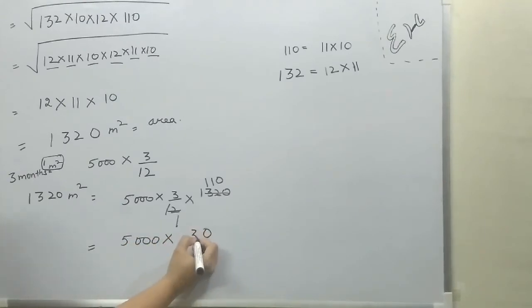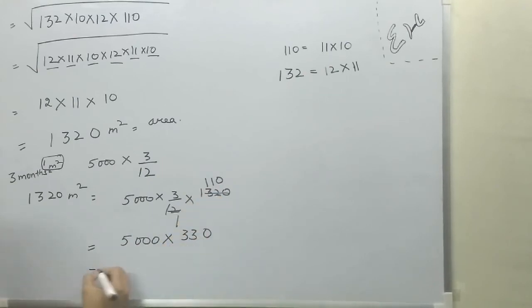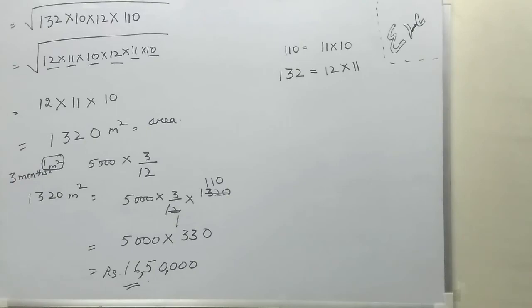5000 into 3 ones are 3, 3 ones are 3. 5 3s are 15, 5 1s are 5, 1 and 1 is 16 and 1 2 3 4 zeros. That means the company has to pay 16,50,000 rupees as the rent.